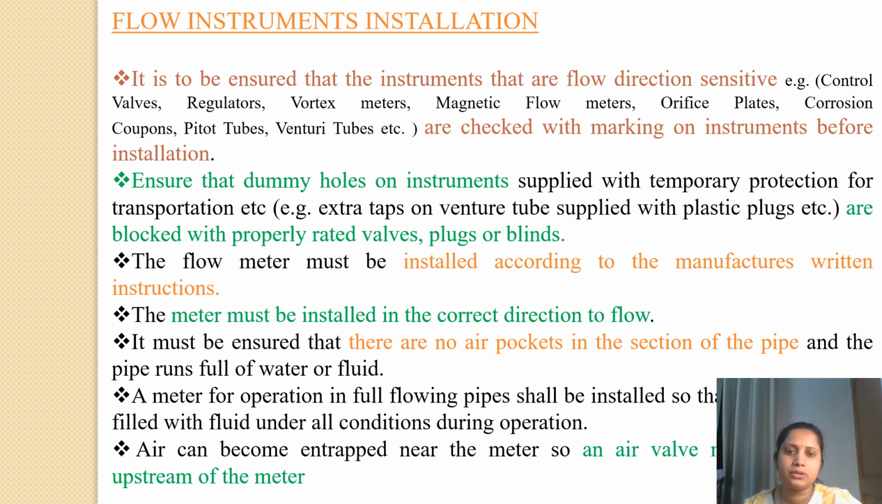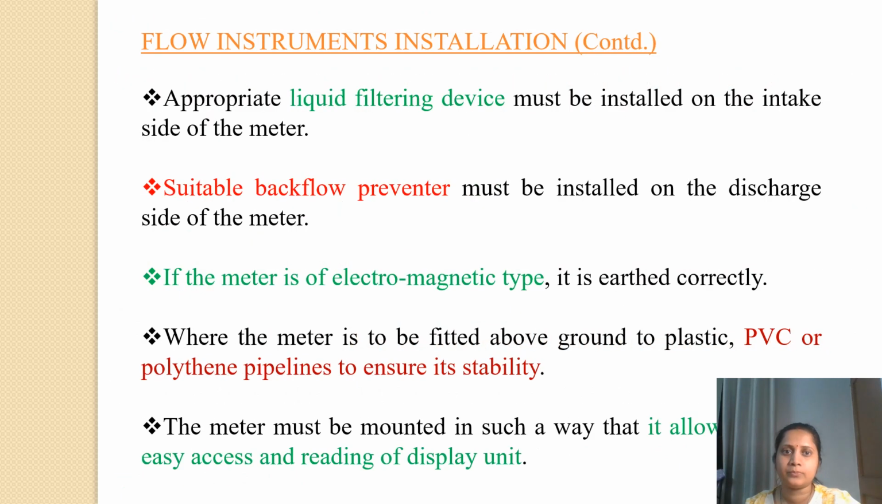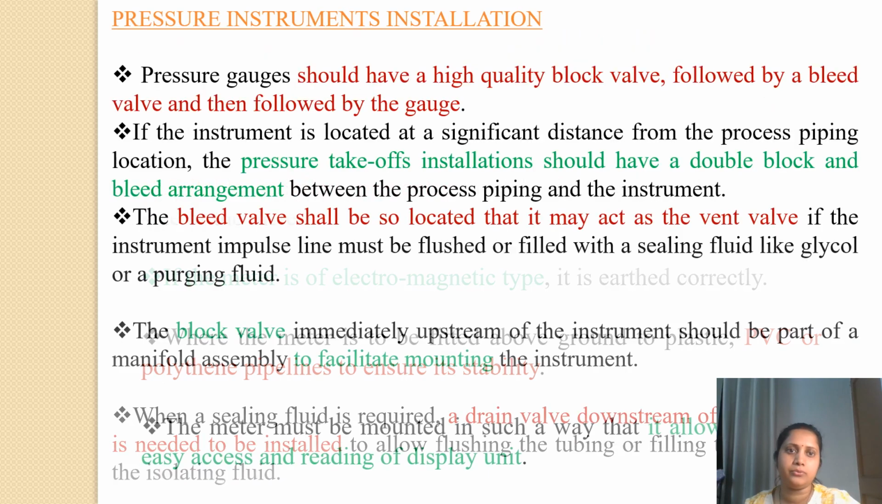These meters must be installed in the correct direction to flow. It must be ensured that there are no air pockets in the section of the pipe, and such meters can be operated in a full flowing pipe, so we can check all the conditions during operation. For flow instrument installations, some points should be considered: an appropriate liquid filtering device must be installed, and a suitable backflow preventer can be used. If the meter is of electromagnetic type, it should be earthed correctly, and the meter must be mounted in such a way that it allows easy access and reading of the display.